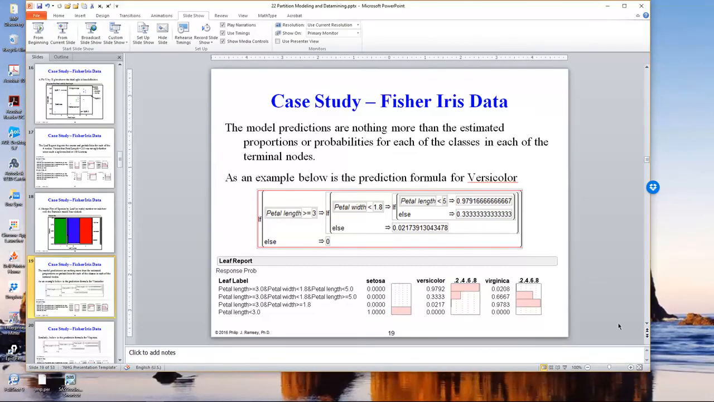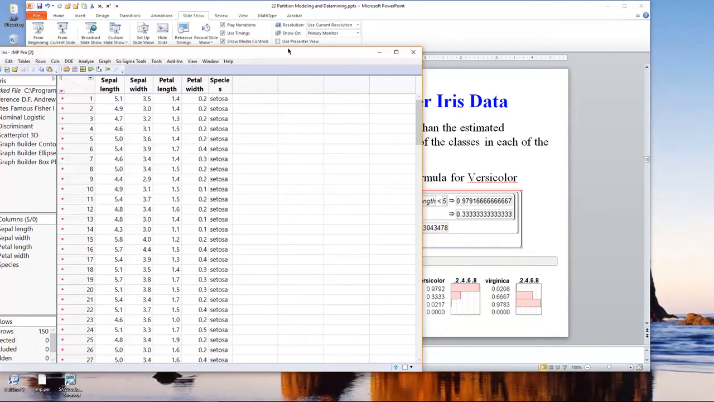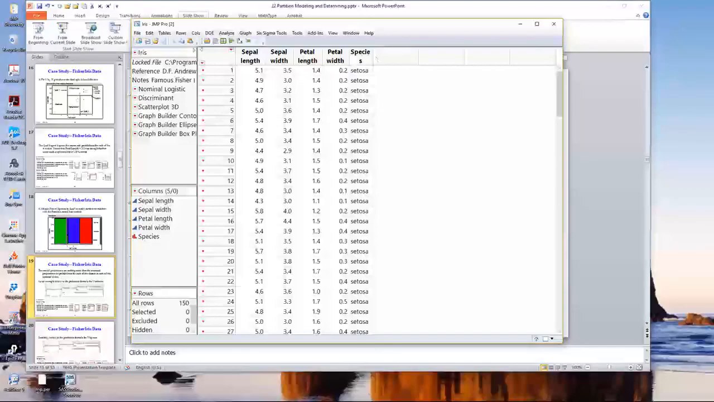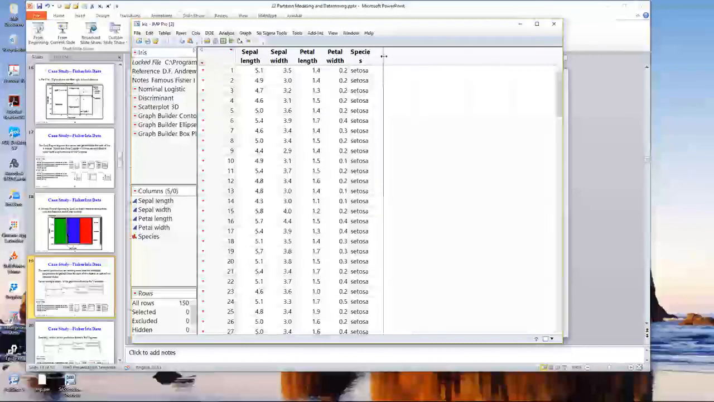So the models are really simple, and there's no really horrendous underlying theory. This is actually a very clever and very easy to comprehend method, and as I said, widely used and popular among data miners. So let's quickly look at the data, and I'll show you how to do it in JMP.